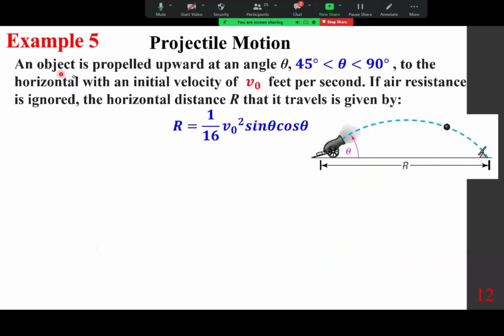Projectile motion, example 5. An object is propelled upward at an angle theta, where theta is between 45 degrees and 90 degrees, to the horizontal with an initial velocity of v sub 0 feet per second. If air resistance is ignored, the horizontal distance r that it travels is given by r equals 1/16 v sub 0 squared sine theta cosine theta. Show that this r is 1/32 v0 squared sine 2 theta.